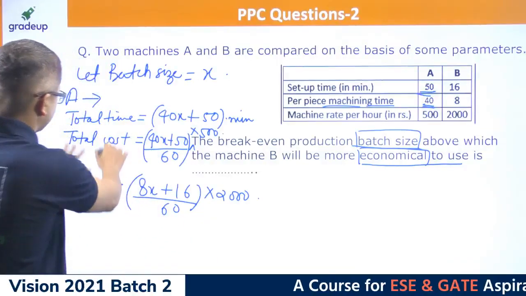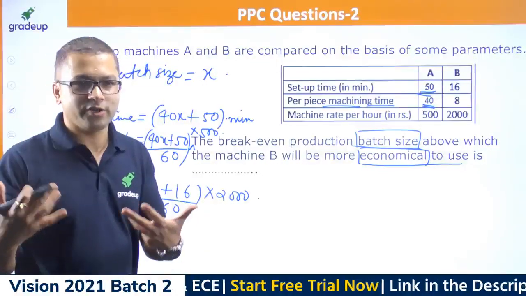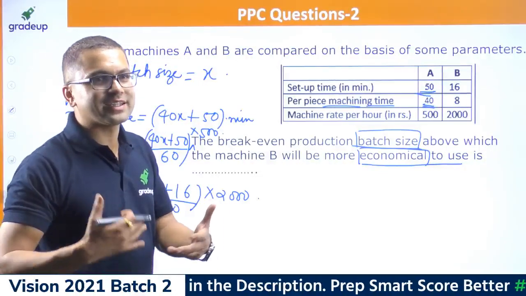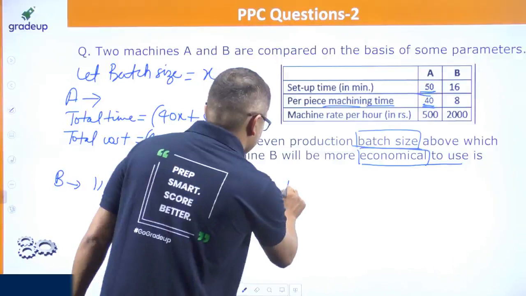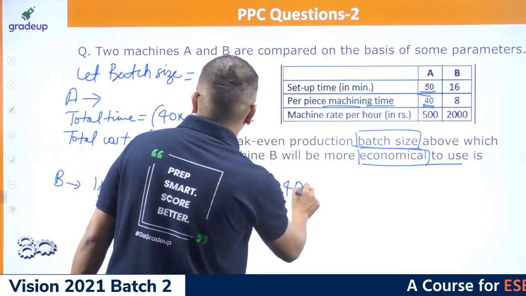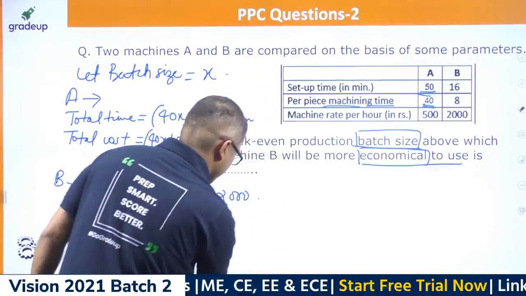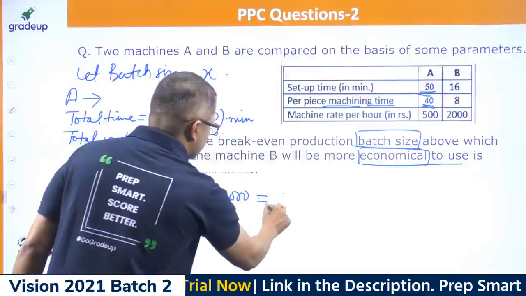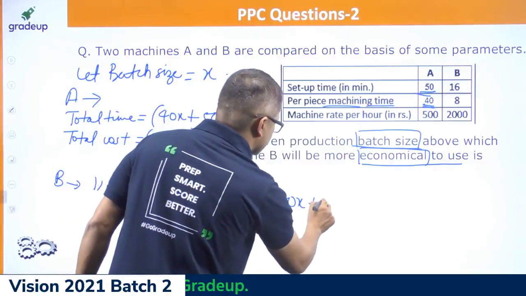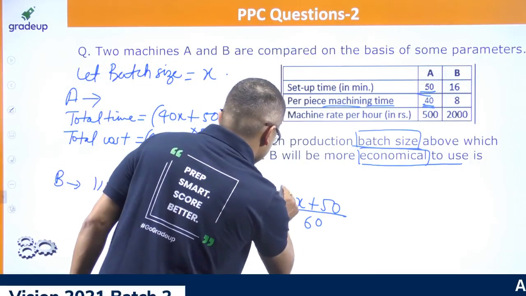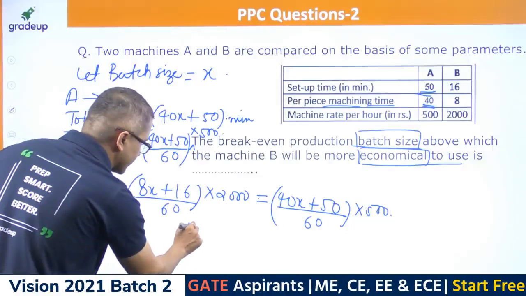Now let's compare these two. And why are we comparing them? Obviously, we need to find a point, right? If you don't compare them, how can you get a common value of x? So let's compare this. Whatever we have derived, let's write them. Equals, I'm going to type in this value, 40x plus 50 upon 60 into 500. So what's the value of x you are getting?